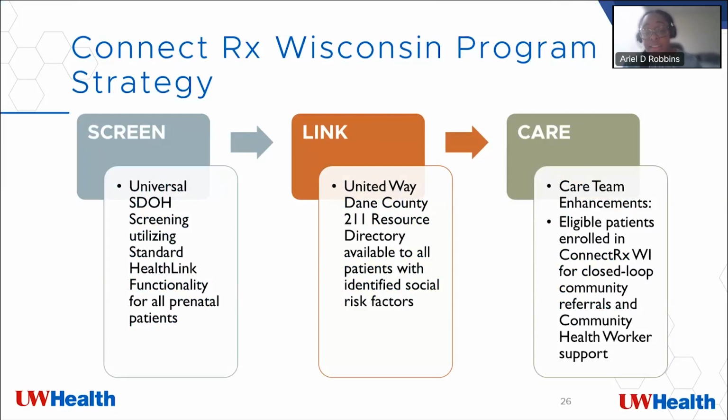The next piece is our link component. This is where we are linking folks to the different community resources that are available. This is also where we would send a referral to those closed loop referral organizations if we have that bidirectional communication set up in the EPIC system. And then the care component, and this is where folks get that extra additional layers of support. So the community health workers are able to support those that are referred to the program and that see benefit in having an additional person on their care team to help navigate those non-medical needs.